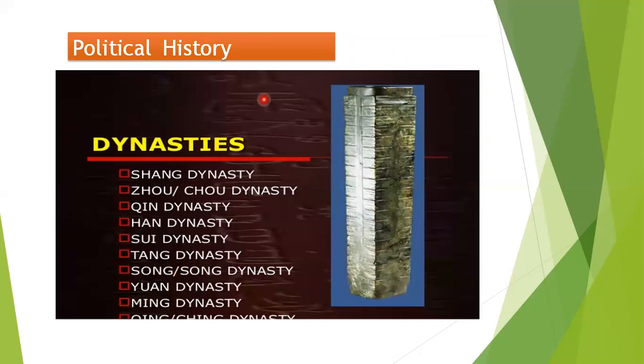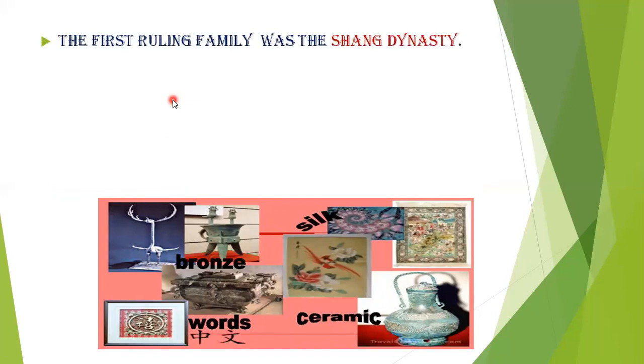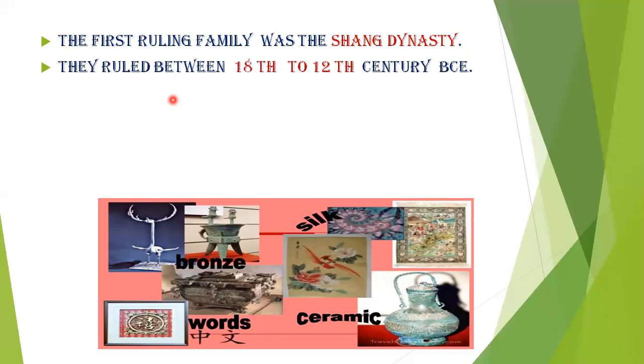Next, what are the dynasties that ruled? Many dynasties ruled. First the Shang dynasty, Zhou dynasty, Qin dynasty, Han dynasty, Sui dynasty, Tang dynasty, Song dynasty, Yuan dynasty, Ming dynasty, and Qing dynasty. These are the main dynasties that ruled in Chinese civilization. Next, children, the first ruling family was the Shang dynasty, which ruled between the 18th and 12th century BCE.